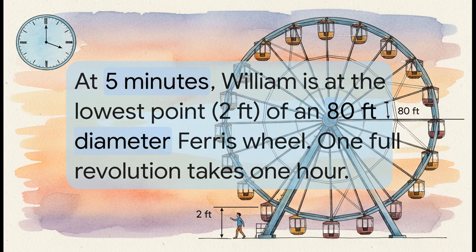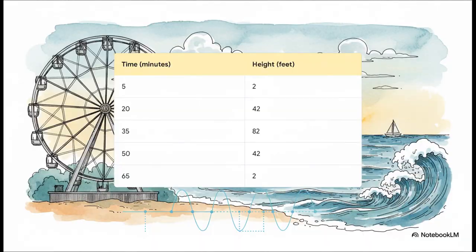William gets on at the 5-minute mark, and he starts at the lowest point. This is like a textbook case for needing a phase shift. And you can literally see the wave pattern right here in the numbers. See that? William starts low at 2 feet, he goes all the way up to a peak of 82 feet, and then comes right back down. Our mission is to capture this exact journey with one equation.